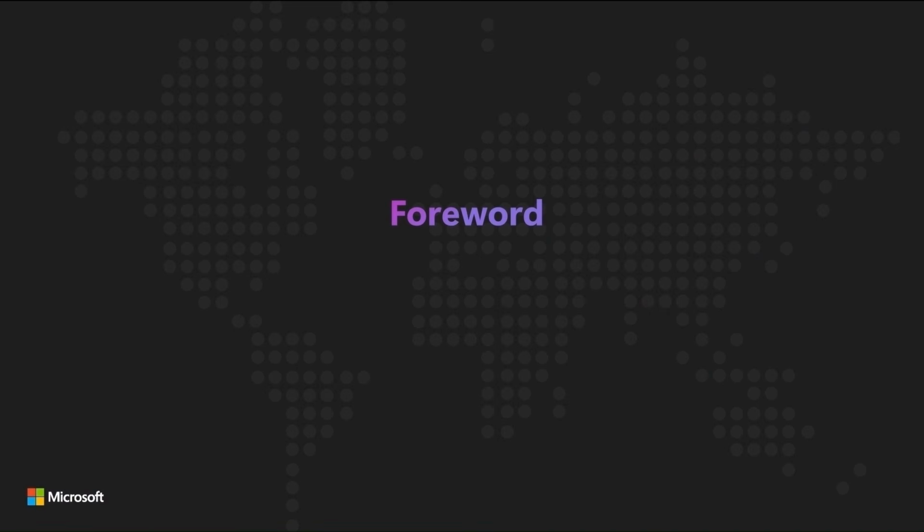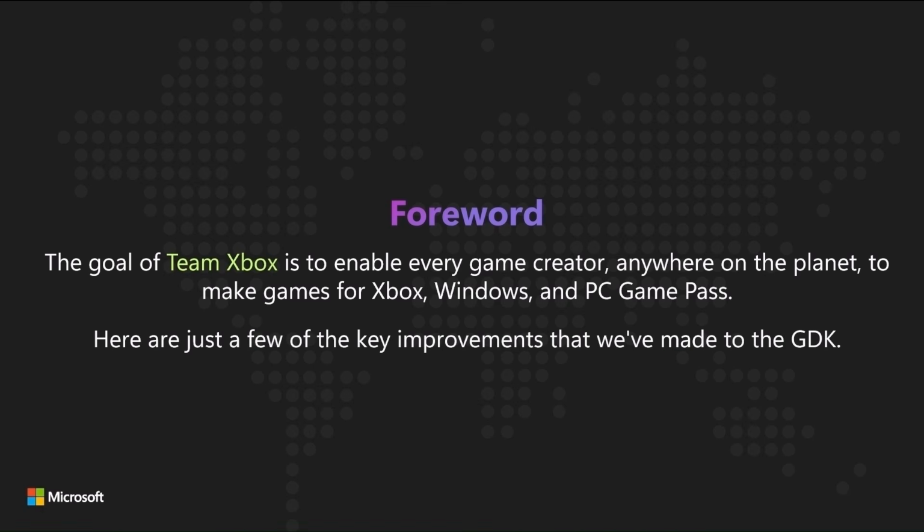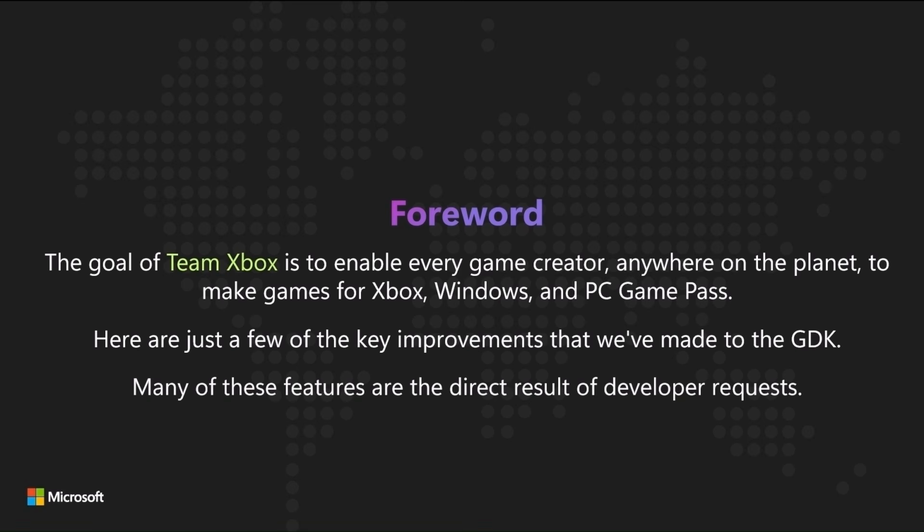We're on a journey that goes back decades. With every release of the GDK, we take a step closer to a world where developing games for Xbox, Windows, and PC Game Pass is faster and easier, no matter where you started your development. The key features and fixes highlighted in this video are just a handful out of dozens, a mix of improvements for PC and Xbox development that speed up iteration times or give developers more powerful tools to optimize their game experiences. Most importantly, many of these features are the direct result of developer requests.